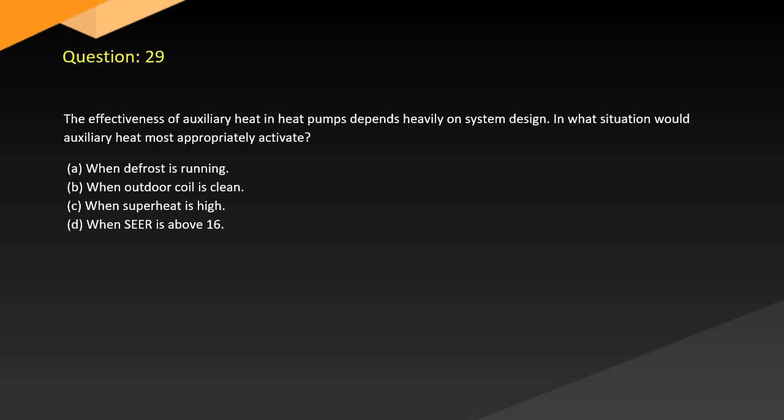Question 29. The effectiveness of auxiliary heat in heat pumps depends heavily on system design. In what situation would auxiliary heat most appropriately activate? A. When defrost is running. B. When outdoor coil is clean. C. When superheat is high. D. When SEER is above 16.